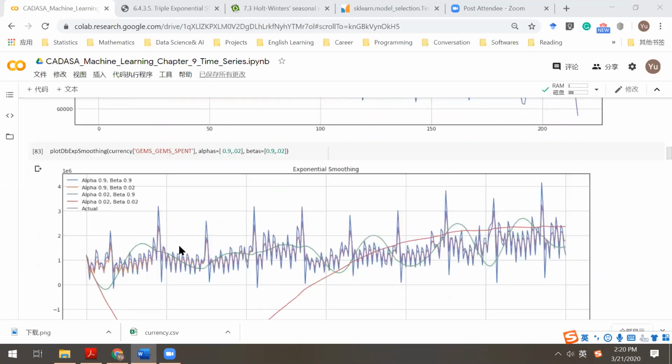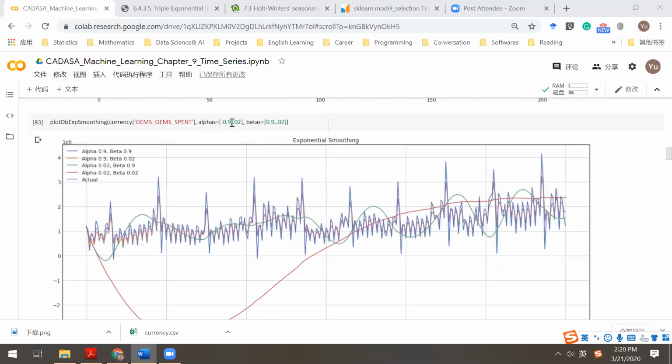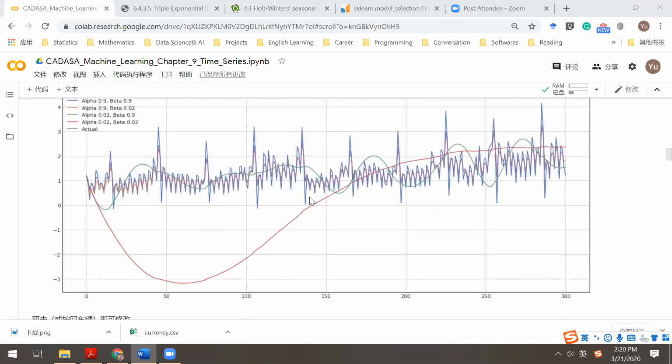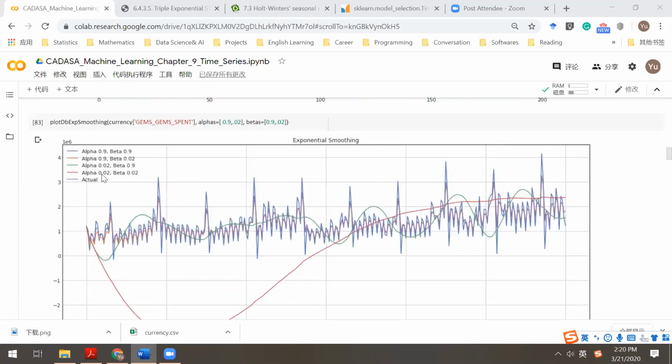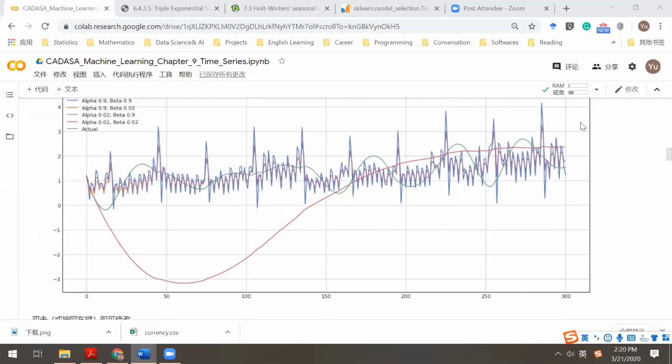Here I use the same parameters, 0.9, 0.02, and 0.9, 0.02. They give different results, and it's quite different. You see that if we take 0.02 for beta, it's not easy to interpret.